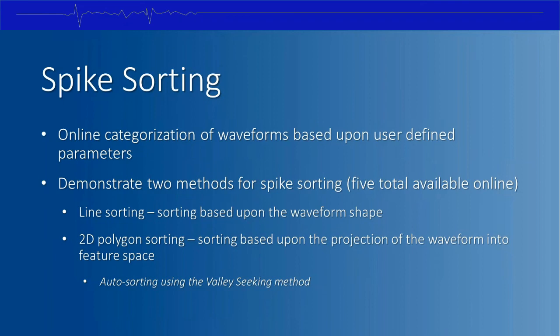Spike sorting allows the user to make some general determinations of what is happening online. There are 5 different online spike sorting methods available in OmniPlex. We're going to highlight 2 in this webinar. The first one is line sorting. This is based upon waveform shape. The next will be 2D polygon sorting. This is based upon the waveform's projection into feature space.